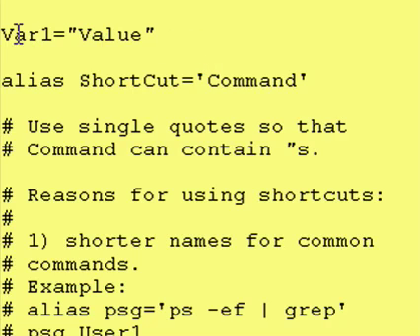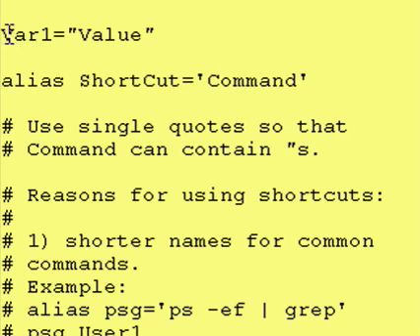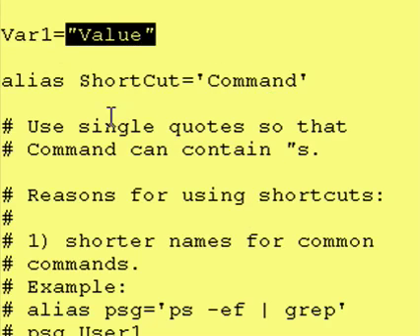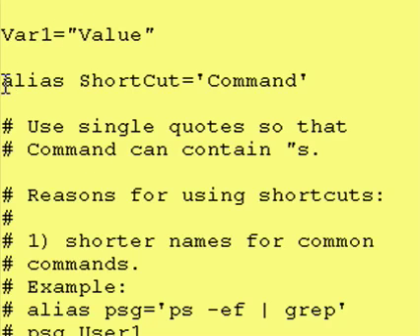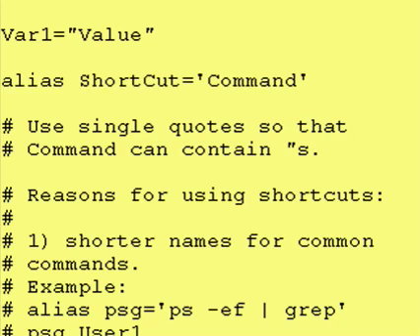So just to review, here is how we define a variable. We take the variable name on the left-hand side, we have an equal sign in the middle, and we have the value on the right-hand side. No spaces between the equals sign and the variable name, and no space between the equal sign and the value. Now this is how we would assign or create a shortcut, an alias, excuse me.